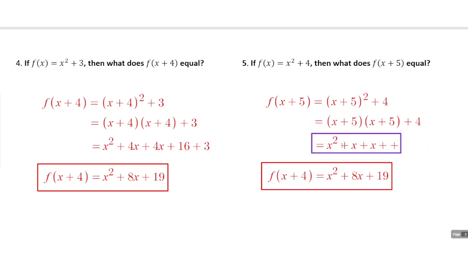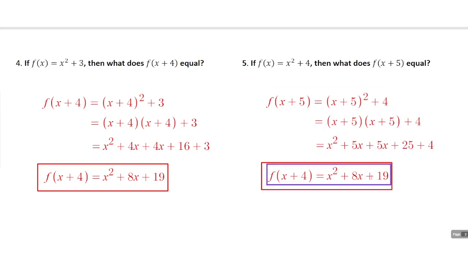So x times x is x squared. X times 5 is going to be 5x. And once again, we get that twice. 5 times 5 is 25, and then we have that 4 hanging out there. So f of x plus 5 is going to be x squared plus 10x plus 25, and 4 is going to be 29. That's your answer for number 5.